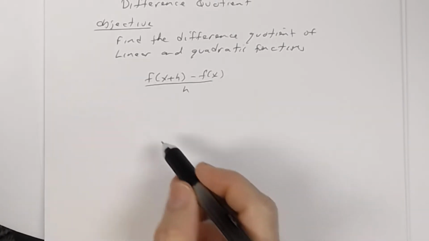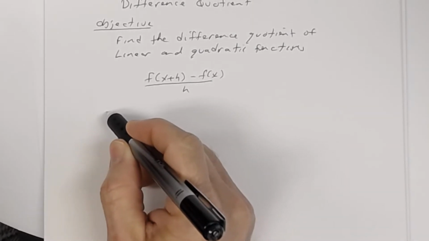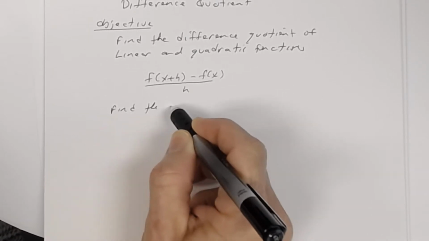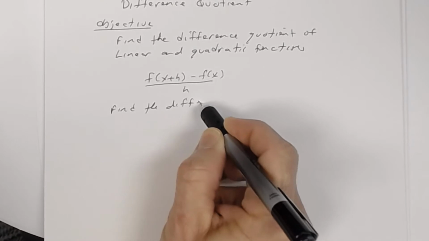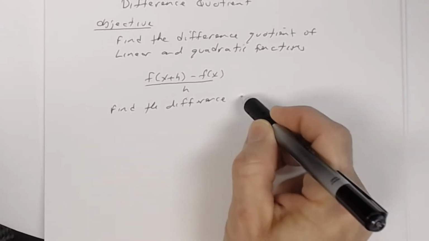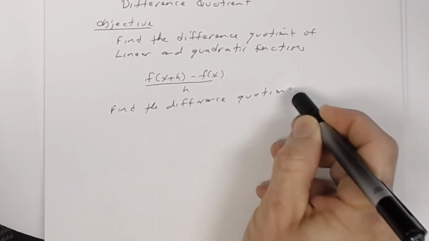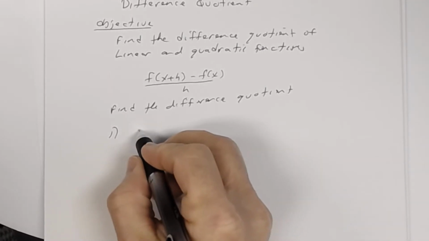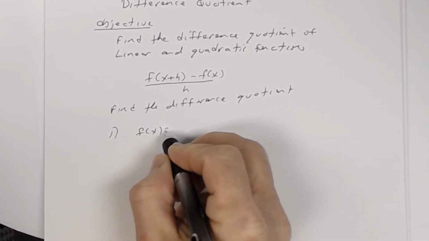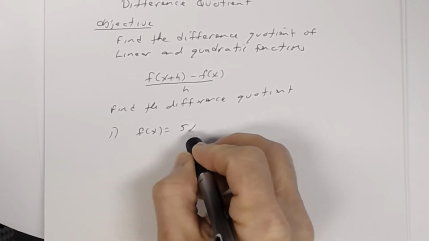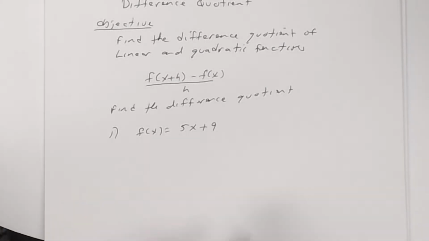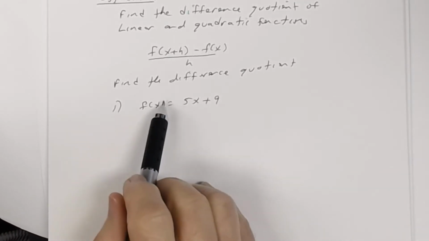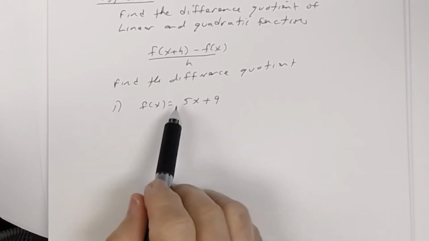How does it look? Okay, so let's look at the first one. Let's find the difference quotient of each of the following. You must show the work. So we're going to start out with the linear function. Here's number one. Let's suppose that f of x is equal to 5x plus 9. And basically, you want to find the difference quotient of this function.